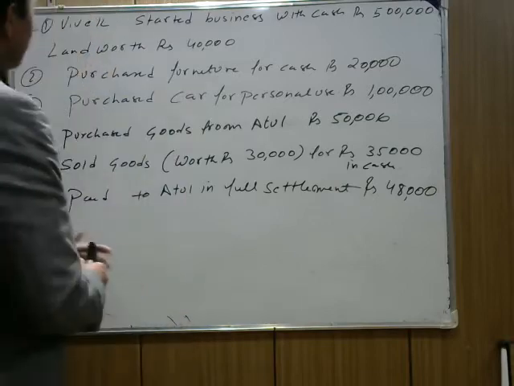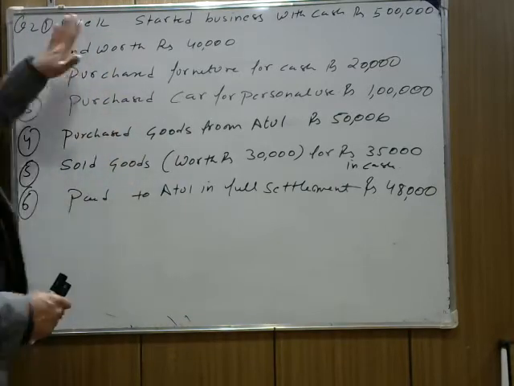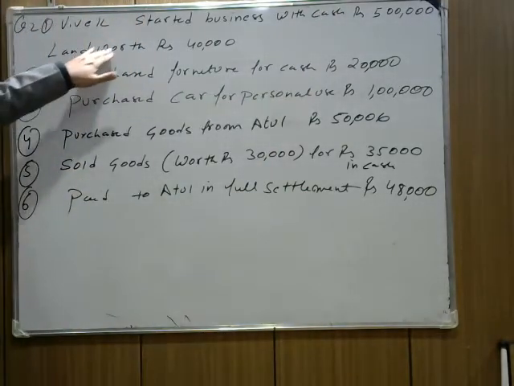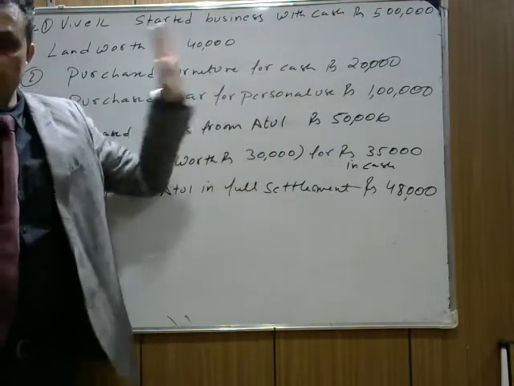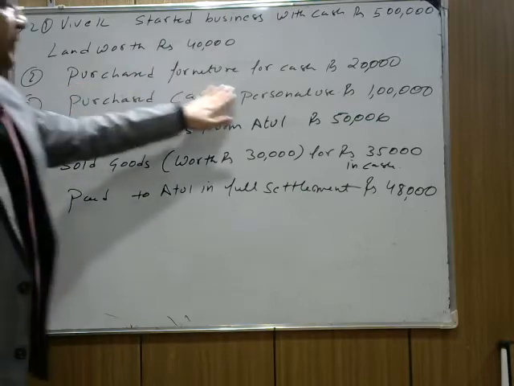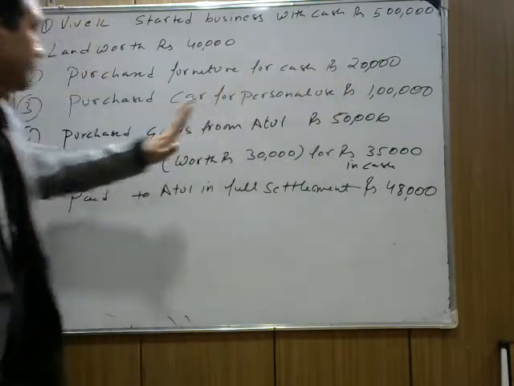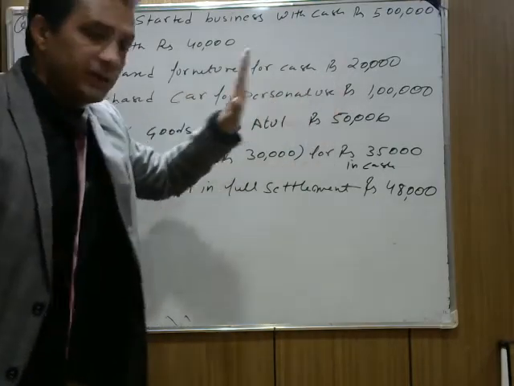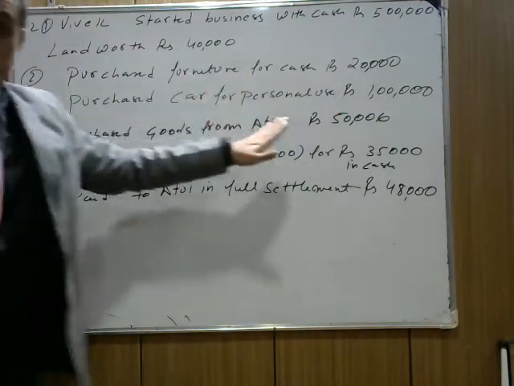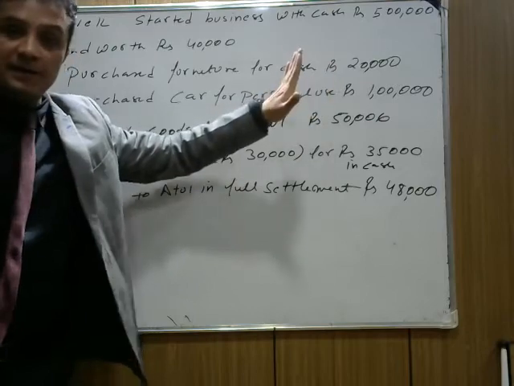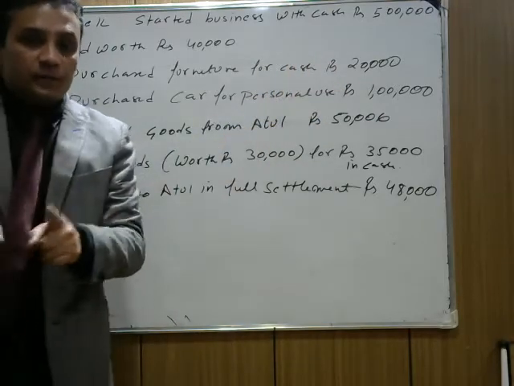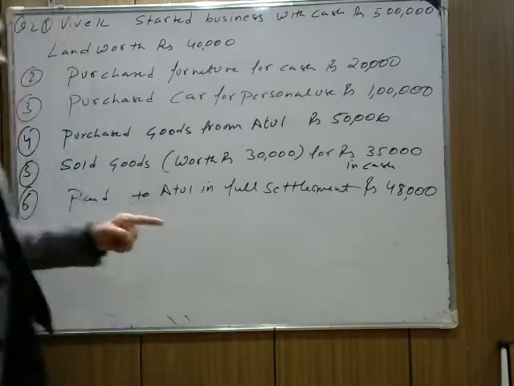Now here we take the next question. Vivek started business with cash rupees 5 lakh, land worth rupees 40,000. Purchase furniture for cash rupees 20,000. Third transaction is purchase car for personal use. He purchased a car for personal use, rupees 1 lakh. Maybe a second-hand car, but for personal use, not for business use. So this we call drawings.